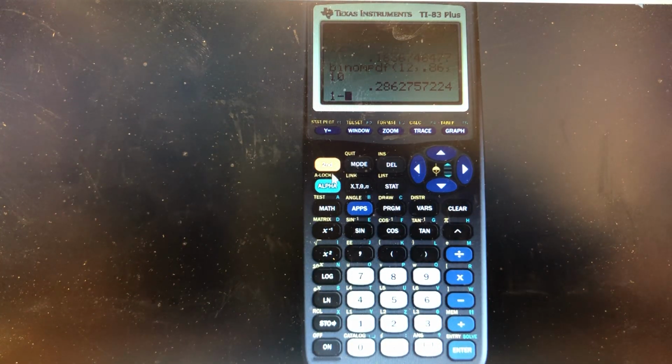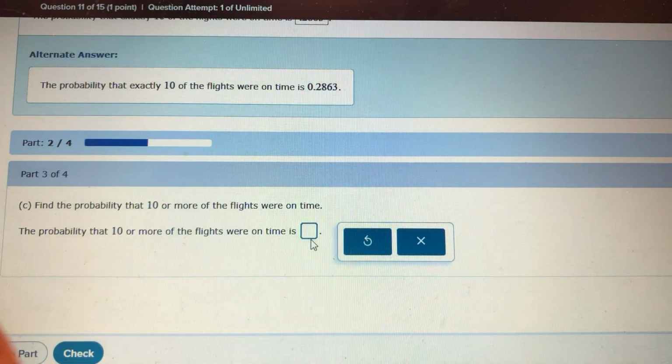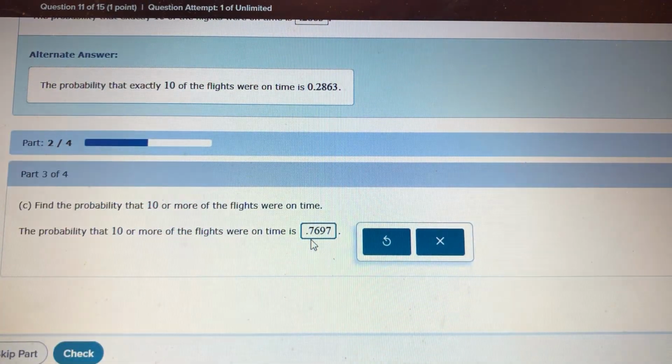1 minus, second vars, go up to the CDF option. 12, 0.86, and 9, not 10. 0.7696, there's an 8 after that, so make it 0.7697.